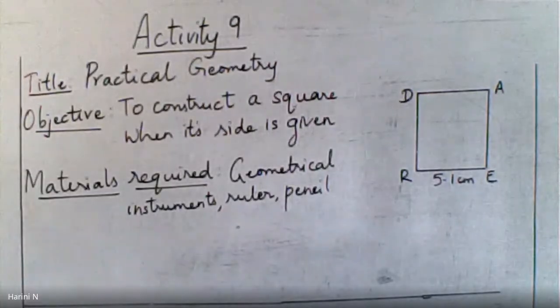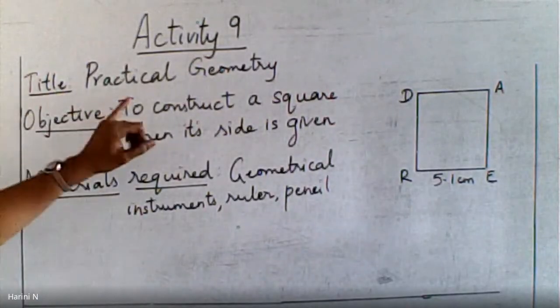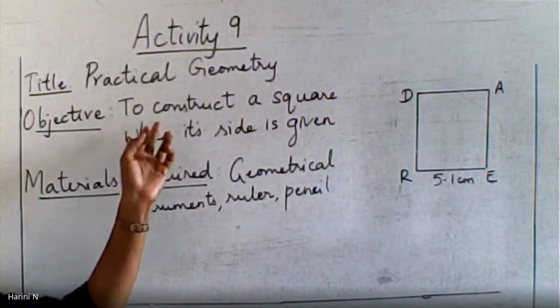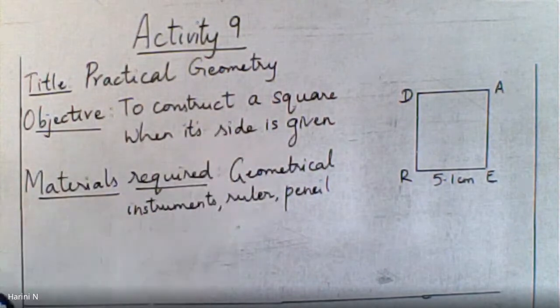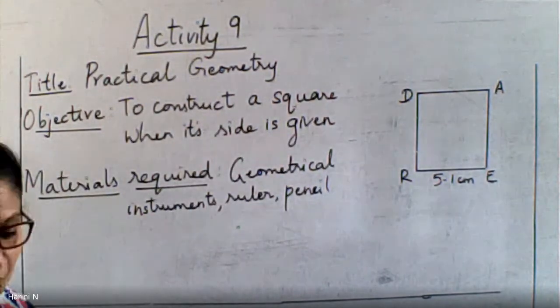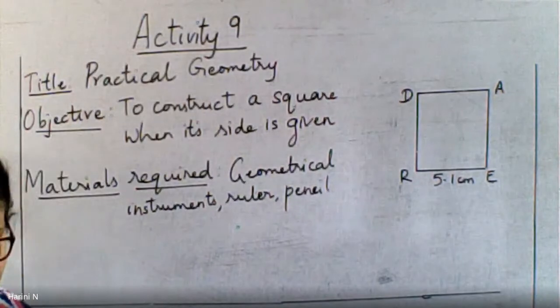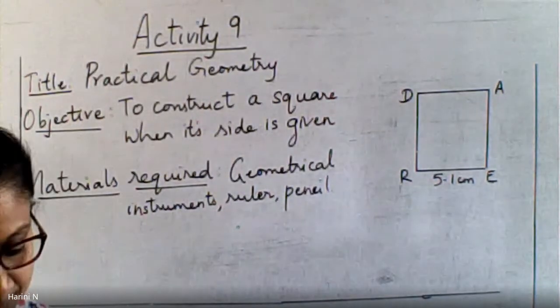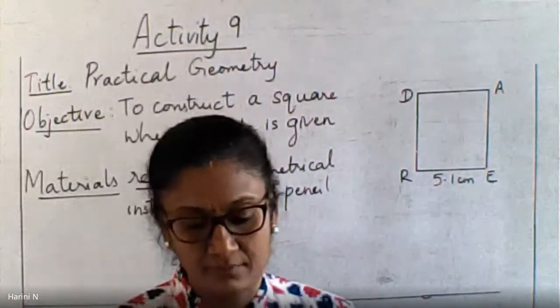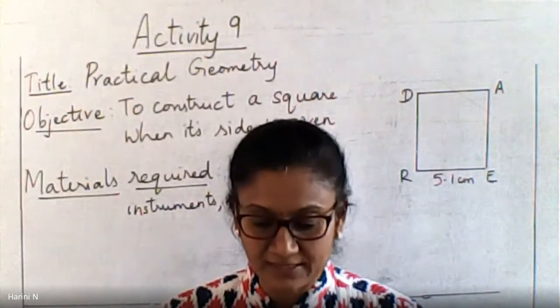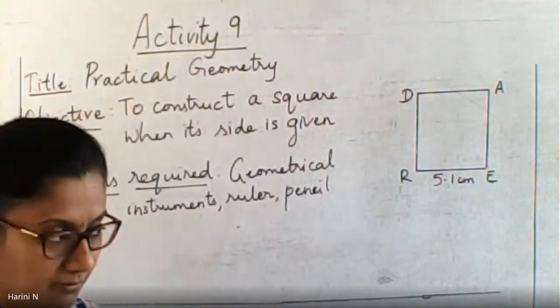So this is your activity 9. I have already written it and got it ready. You can take down the title, practical geometry. The objective is to construct a square and its size is given. Only one side is given. With that, do you think you will be able to construct the square? Do you think the square can be constructed when only one of its sides is given?